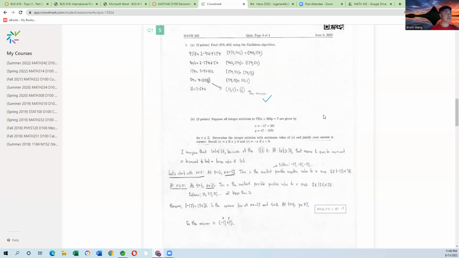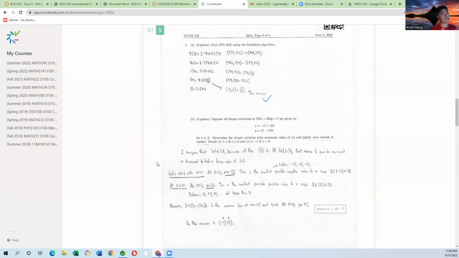So if the absolute value of x was greater than or equal to 38, it could have been reduced by a factor of 38. That means t can be increased or decreased to find a lower absolute value of x. So that's using logic.